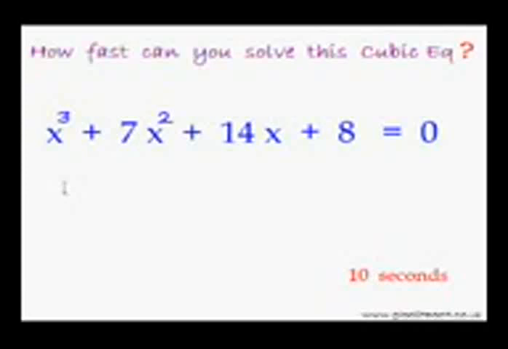We are going to learn the easy trick to easily solve cubic equations. Once you know this trick, you can solve cubic equations in just a few seconds. So first, please give it a try. You have 10 seconds. Start.